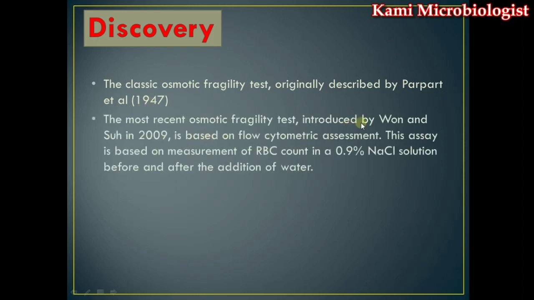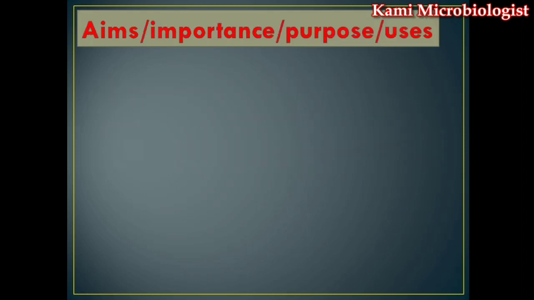Then we have two other scientists named Vaughan and Suo in 2009, and they found the osmotic fragility test on the basis of flow cytometric assessment. During this test, they counted the RBC measurement in the 0.9% NaCl solution before and after the addition of water, and they found whether the RBC ruptured or not. Means they just saw the RBC maintenance in each solution, 0.9% NaCl solution.